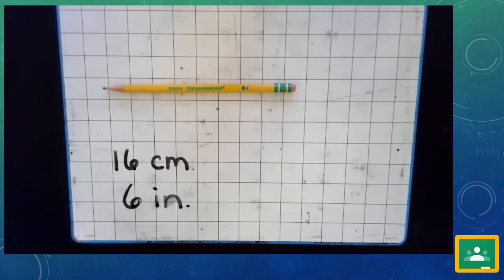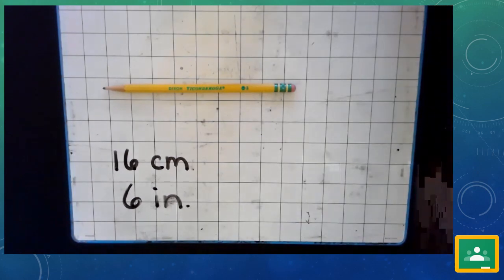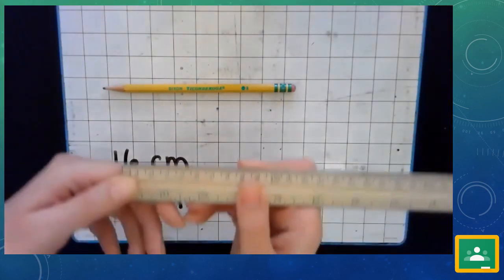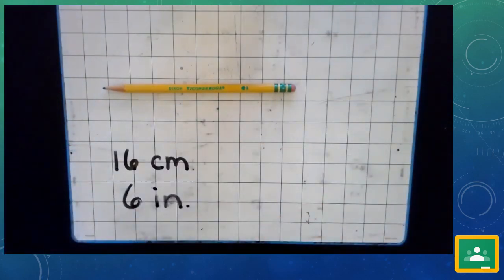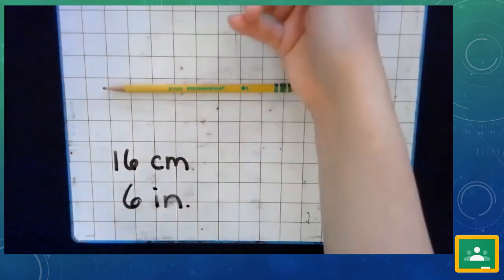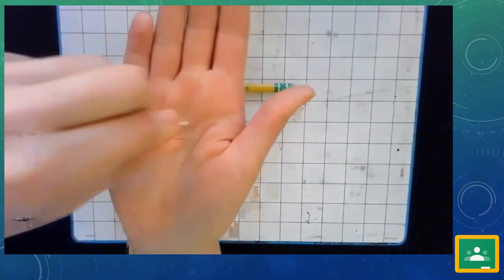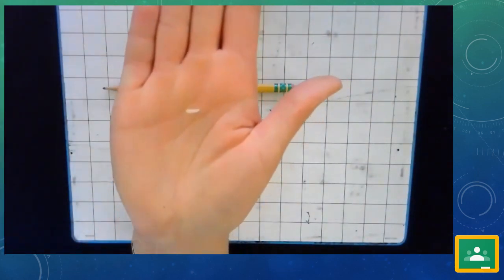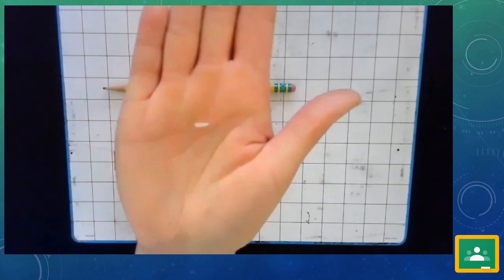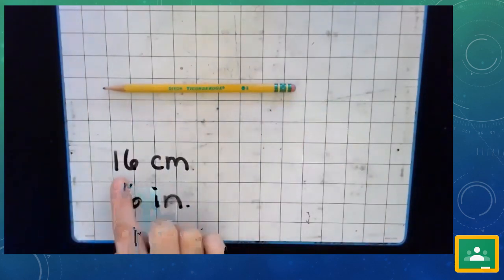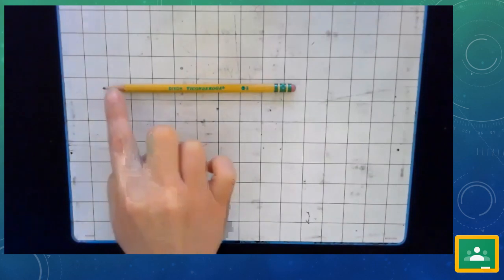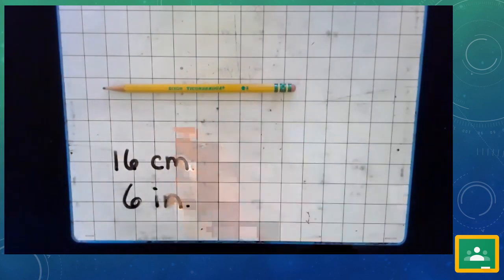Well, there are more centimeters than inches because centimeters are a very small unit of length. Remember, we have used a grain of rice to understand a centimeter. Grains of rice are really, really small. So in order to measure an object like a pencil, I need a lot of those small units to measure the entire length of the pencil.